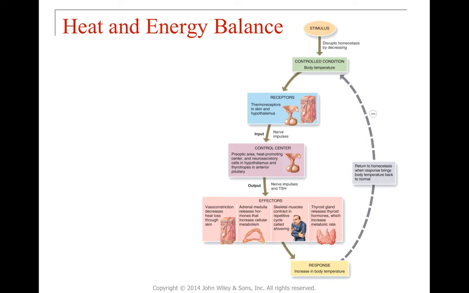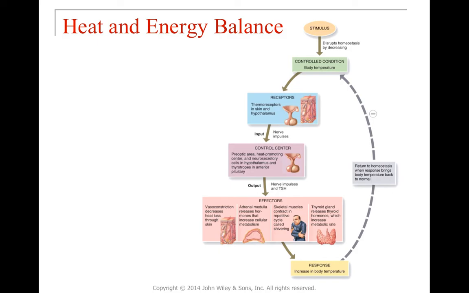So the thermoreceptors in your skin and then also in your hypothalamus are going to go to a control center. They're going to send information through nerve impulses to a control center. That is the preoptic area and also the heat-promoting center in the hypothalamus. And it also is going to be connected there in the anterior pituitary. And the output that it's going to release via nerve impulses and the thyroid-stimulating hormone are going to include a couple of effectors. The first is vasoconstriction.